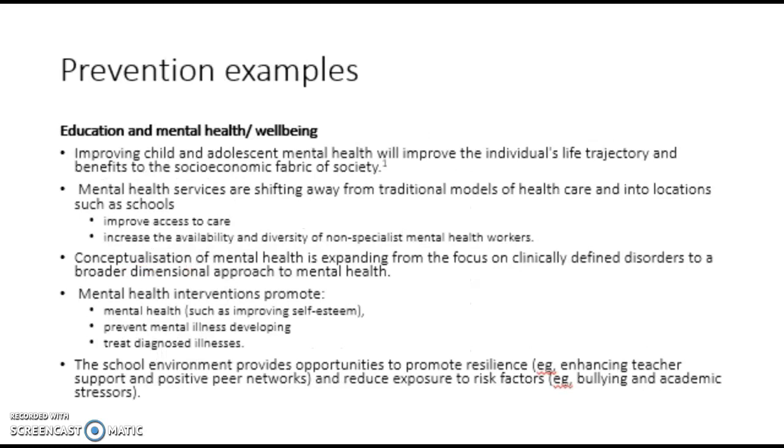Other prevention examples are education, really. It's probably fundamental, and the earlier you reach people, so children, the better. So exciting changes are taking place in schools to reinforce the important interrelationship of education and mental health. And improving child and adolescent mental health and well-being will improve the individual's life trajectory and reap untold benefits to the socio-economic fabric of society.